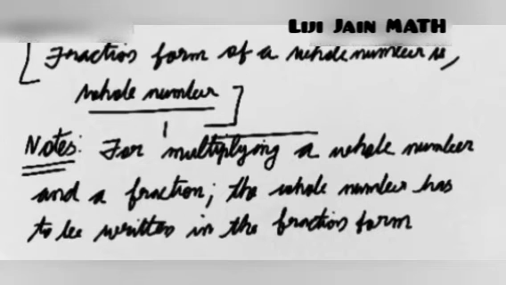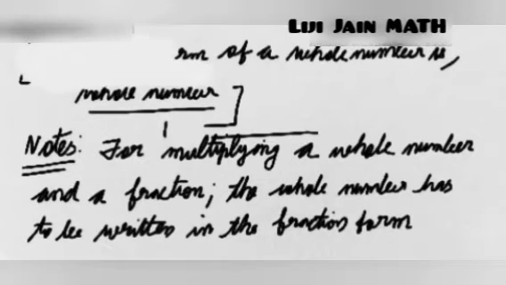So let's try one or two examples. For multiplying a whole number and a fraction, what do we have to do? Yes, the whole number has to be written in its fraction form. What is the fraction form of a whole number? Whole number by 1. That's all. Example A: 3 into 4 by 6. Okay, how can it be done?